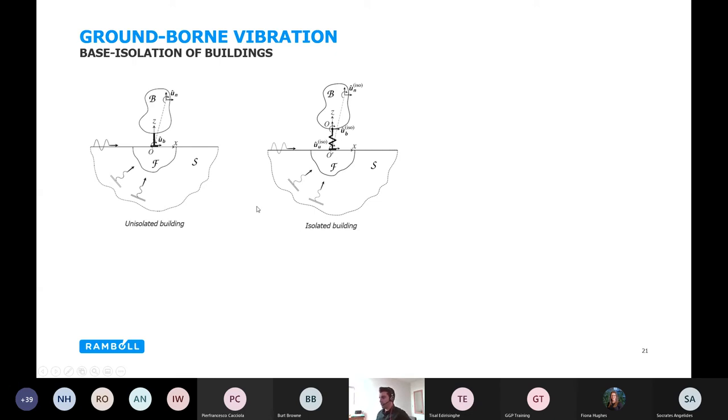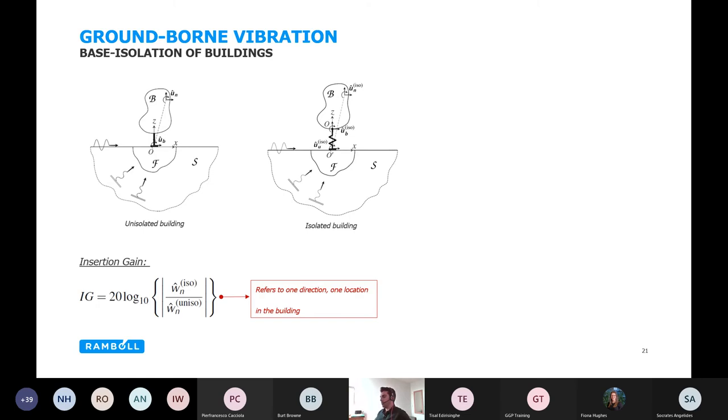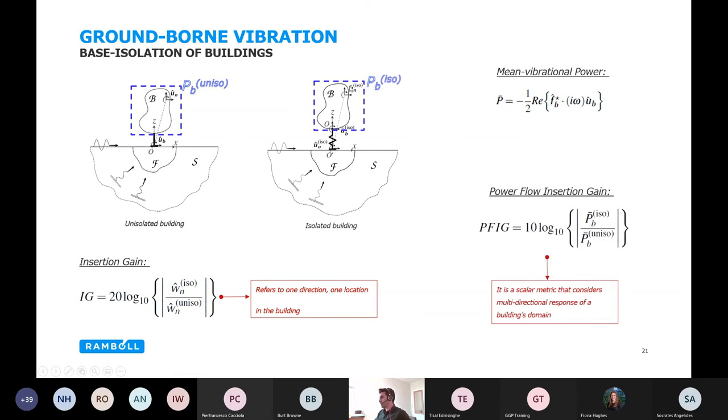And we often refer to the insertion gain as the ratio of the vibration at a given point in the building in a given direction in the isolated configuration when compared to the same point in the building for the unisolated configuration. An alternative metric that we can use is the mean vibrational power, which looks at the power dissipated in a given region of the building within one cycle of excitation. So that we can do a similar process of comparing the power entering in the building for the isolated configuration and the power entering in the building in the unisolated configuration. This ratio will give us the power flow insertion gain expressed in decibel.